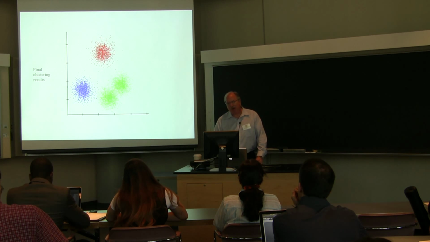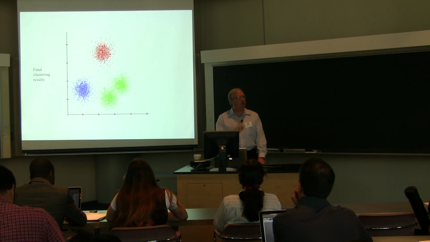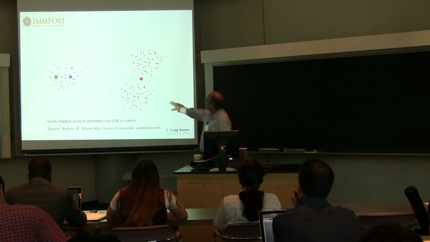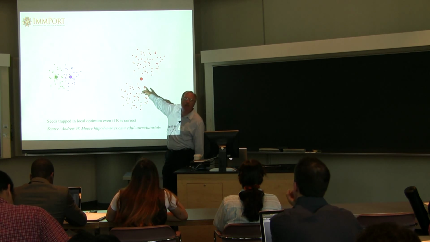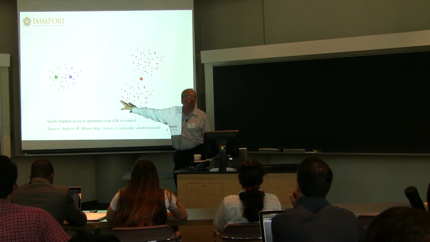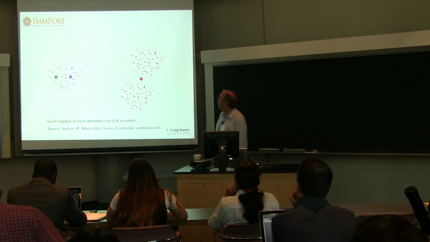But because the algorithm is initiated with random selection of seed events, even if you guess the correct number of populations, you can get trapped in local optimum solutions. So this would be an example of that. There are 3 populations here. I guessed K equals 3, but because I seeded the algorithm with these randomly selected events, I get trapped in this local solution that's not a global solution to the problem.